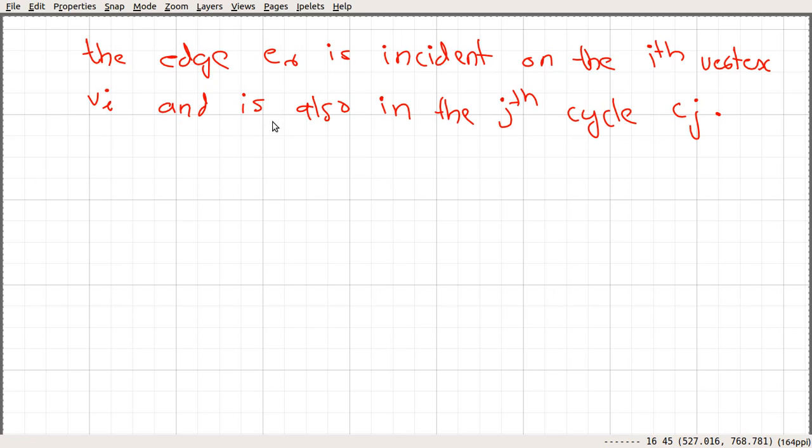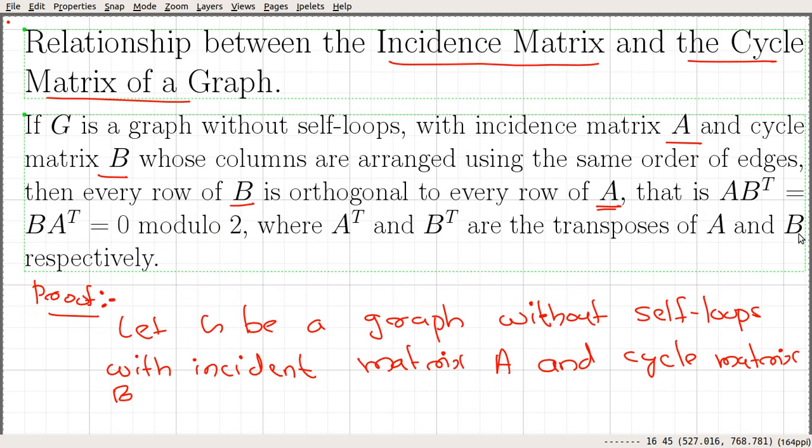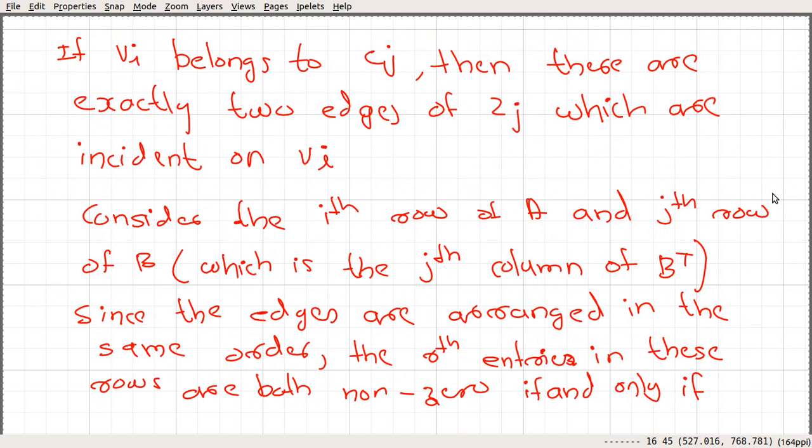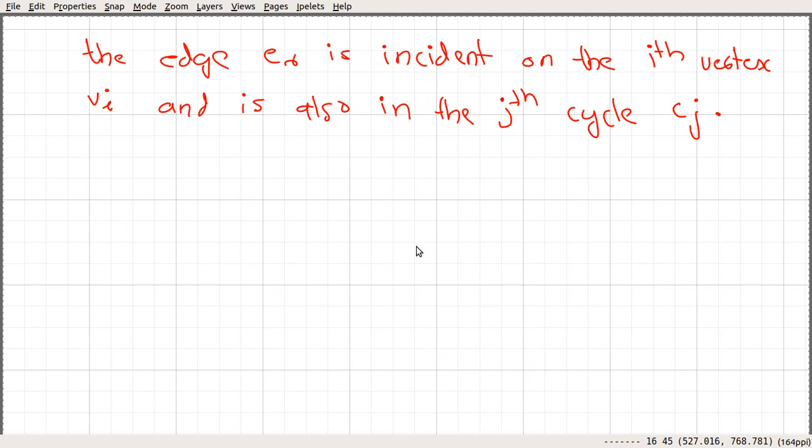Next, we are looking at the ijth component of the product A B transpose. If we are able to show that this entry is equal to 0, then since i and j are chosen to be arbitrary, that will be true for any i and j. So let's consider this product A B transpose and look at the ijth entry of this product and see what is going to happen.